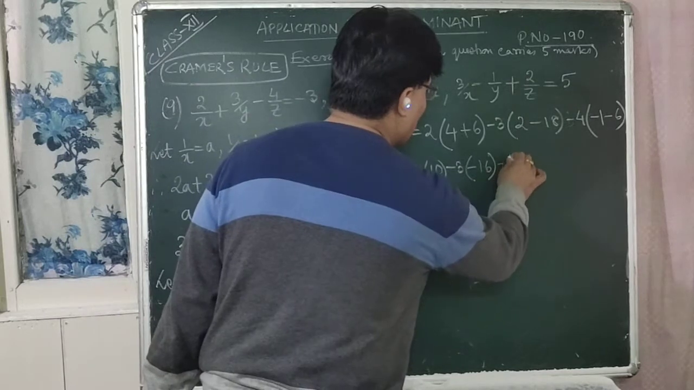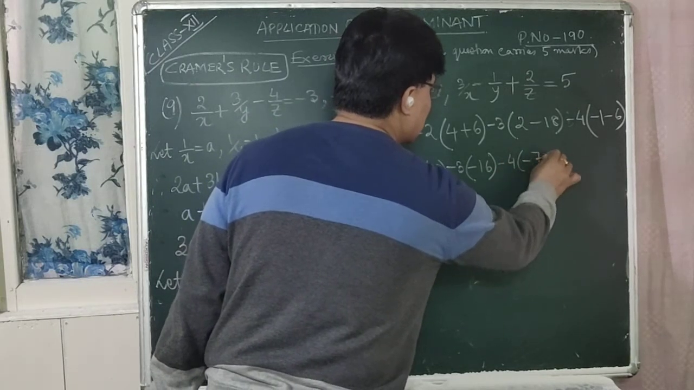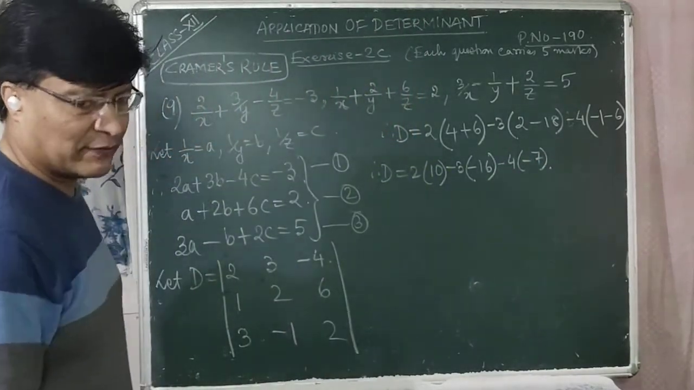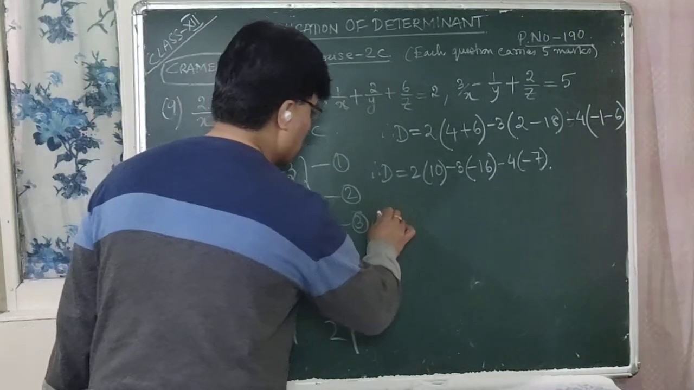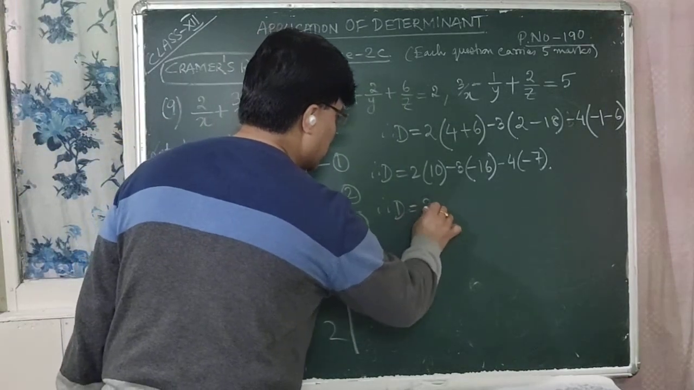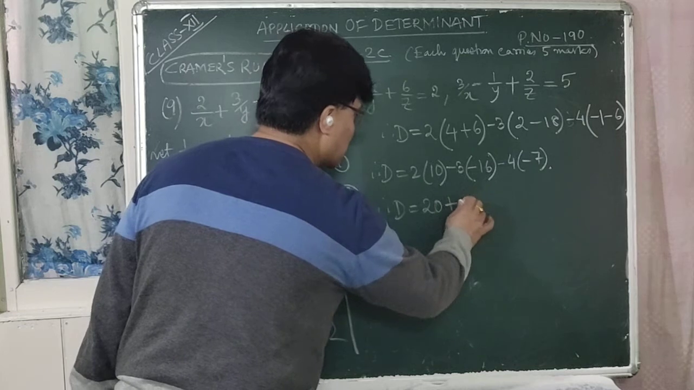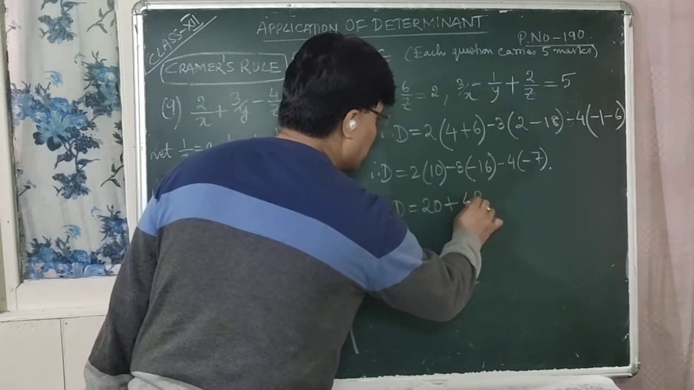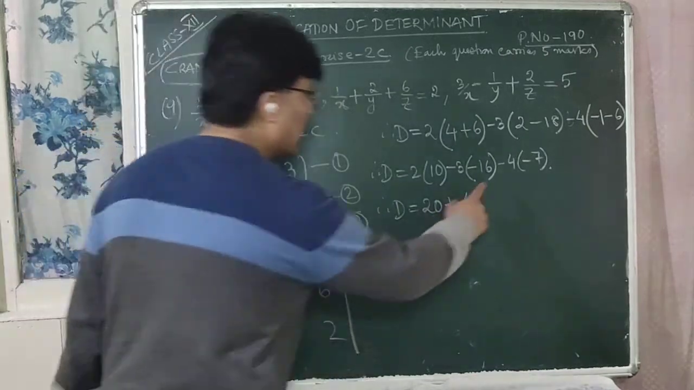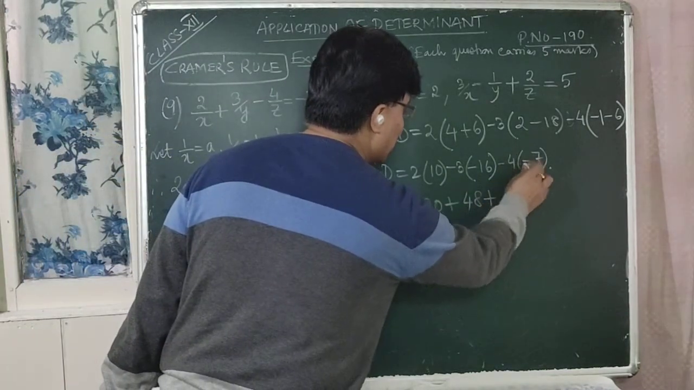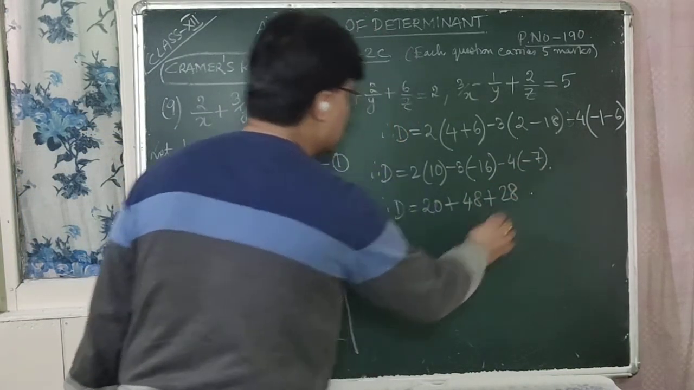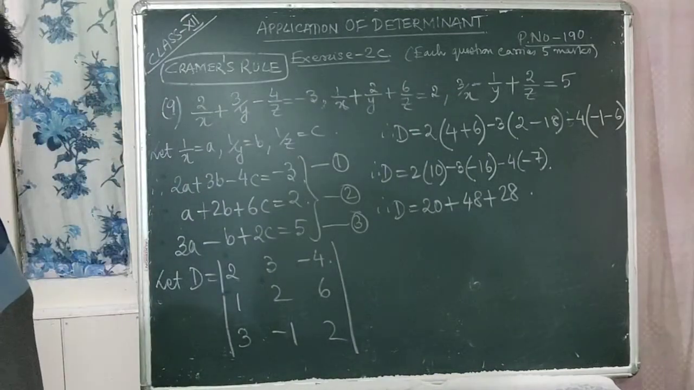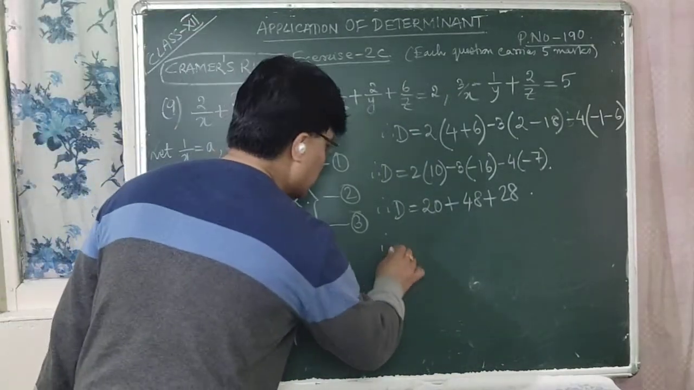Then minus 4 into what is minus 1 minus 6? Minus 7, right? So therefore D is equal to 2 10s are 20, minus into minus plus, 3 16s are 48, right? And minus into minus plus, 7 4s are 28. Is that clear? So what is the value of D now?